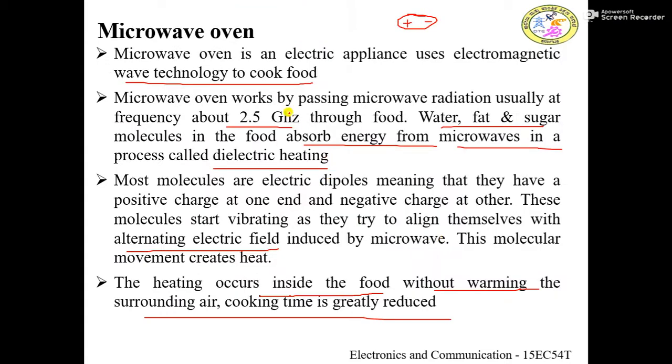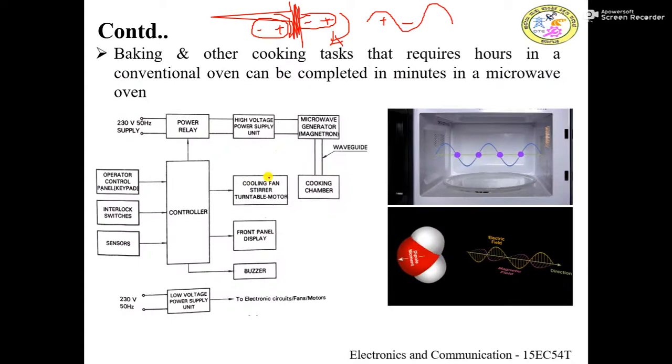So microwave ovens basically work on the principle of dielectric heating. So this is the block diagram of a microwave oven. Basically the purpose of using a microwave oven is to cook or bake the food, or for reheating the food.